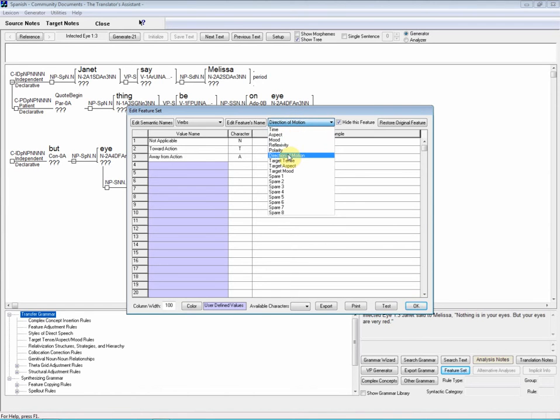Well, that's about it that we're going to look at in this demo. The next demo, we're going to take a look at the lexicon and how you set that up.